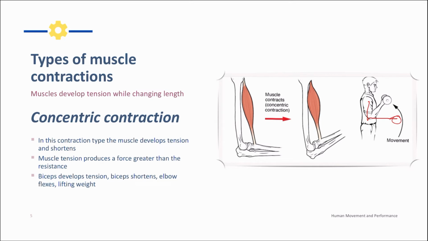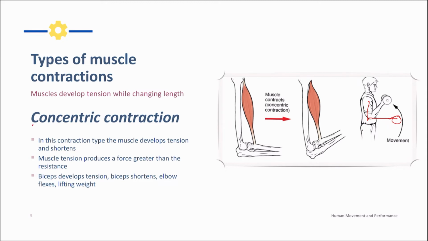Sometimes when we develop tension within a muscle, it does shorten, and that would be a concentric contraction. Sometimes we develop tension in a muscle, but it does not change length, and there isn't any movement. That would be an isometric contraction. And then sometimes we develop tension in a muscle, but the muscle lengthens at that same time. That's an eccentric contraction. But let's look at each of those in a little more detail.